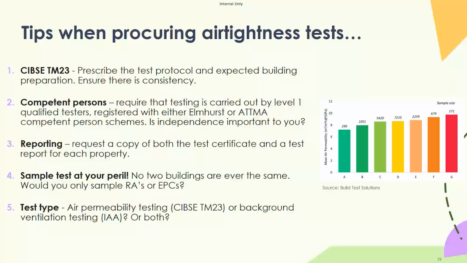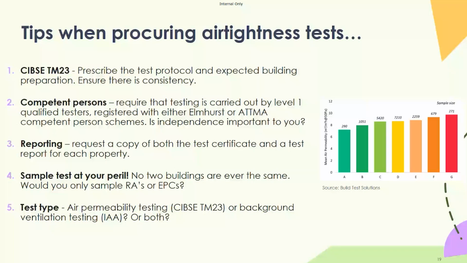Probably some eyebrows raised when I mentioned 100% sample testing under PAS as part of your air tightness strategy, but honestly, I think sample test at your peril. No two buildings are ever the same. You wouldn't otherwise just sample your retrofit assessments or EPCs. You can see here in this chart, air tightness measurements directly track EPC ratings, so it's a really good barometer of the overall energy efficiency of a property. I really don't think it's something to be skimped and saved on.